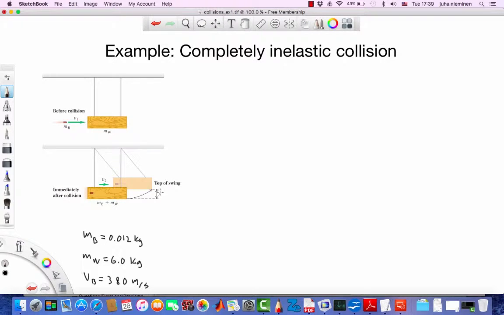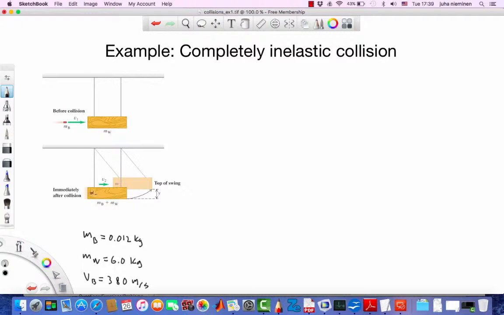But we would like to just calculate the height of this block, or how high it swings to start with, and then we also compare the energies before and after the collision has happened. But first we have to analyze what happens when the bullet hits the piece of wood.